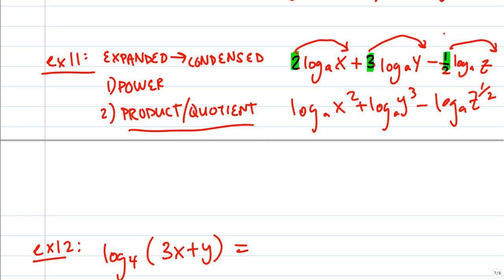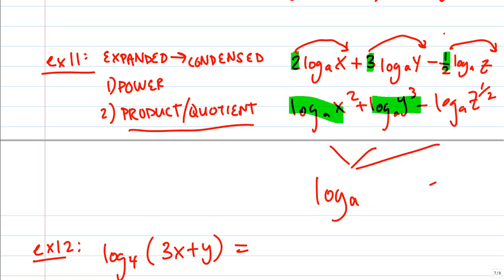Now this is ready to condense. 3 logarithms condense into a single log base a. Everything adding, everything positive, goes on the top, is multiplying. So x squared, y to the third.